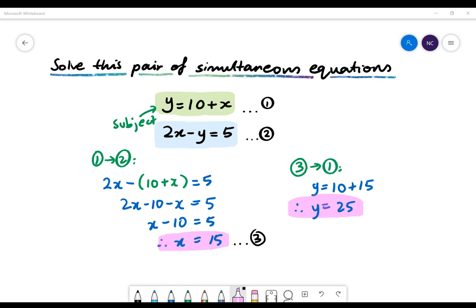Our last step is just to check that our solution makes sense. So if we look at equation 1, y equals to 10 plus x, put in our x and y solutions to check if it makes sense. So 25 equals to 10 plus 15. Yes, that works. And for our second equation, 2 lots of x, which is 30, subtracts y, which is 25, equals to 5. So that makes sense. So our solution is x is equal to 15 and y is equal to 25.